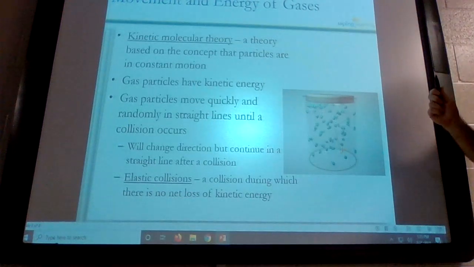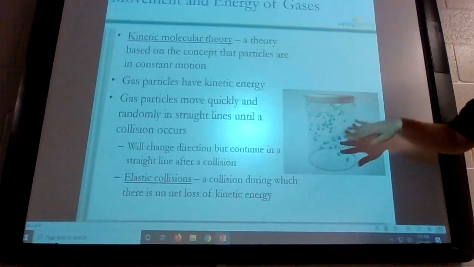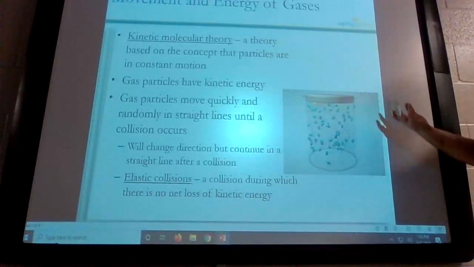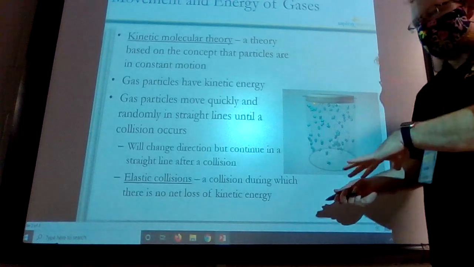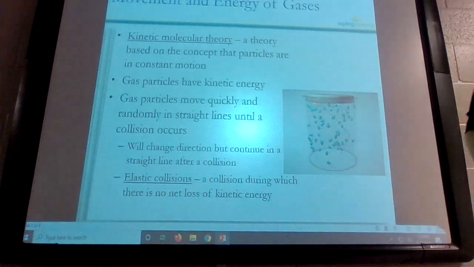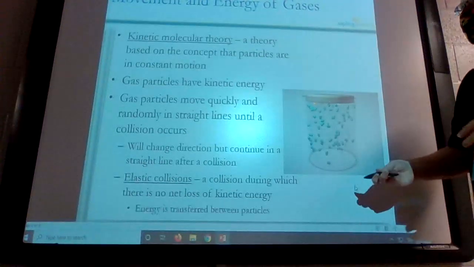Is everybody okay with that? So just remember that. Gas particles do things differently than bigger molecules that we're used to. So they're going to move forever. They're going to go in straight lines until they hit something, and then they're going to bounce off and go in another straight line until they hit something else.